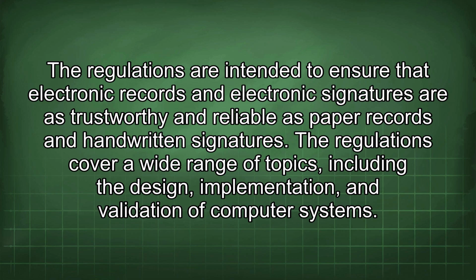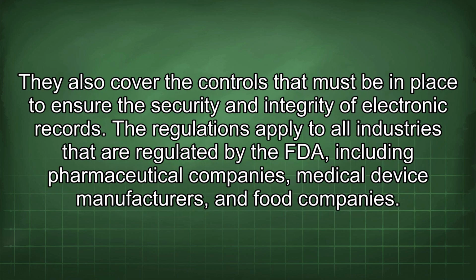The regulations are intended to ensure that electronic records and electronic signatures are as trustworthy and reliable as paper records and handwritten signatures. The regulations cover a wide range of topics, including the design, implementation, and validation of computer systems. They also cover the controls that must be in place to ensure the security and integrity of electronic records. The regulations apply to all industries that are regulated by the FDA, including pharmaceutical companies, medical device manufacturers, and food companies.